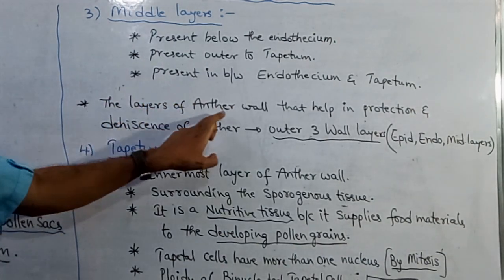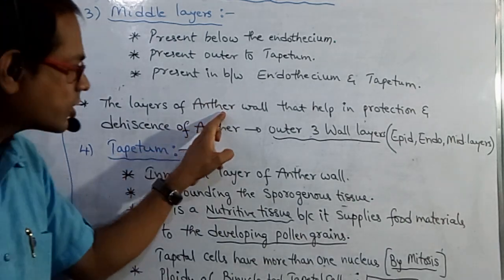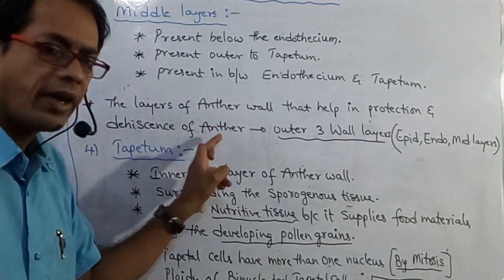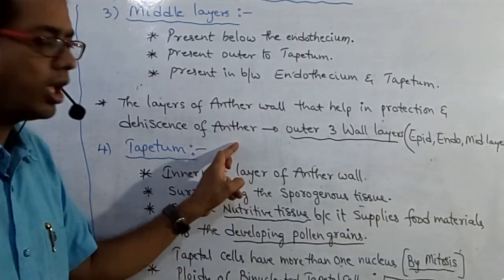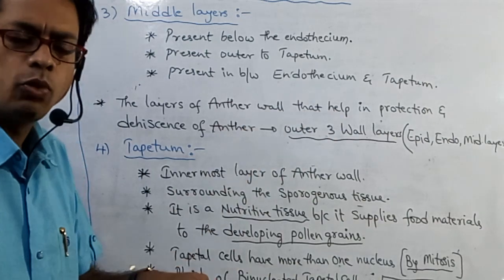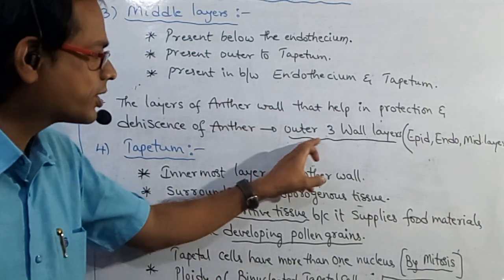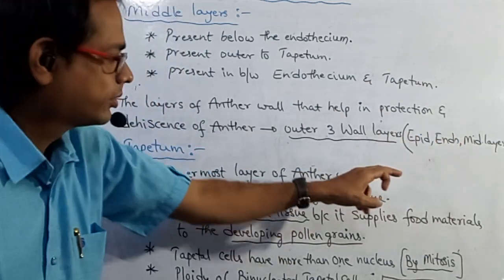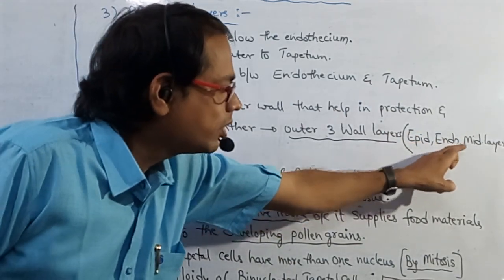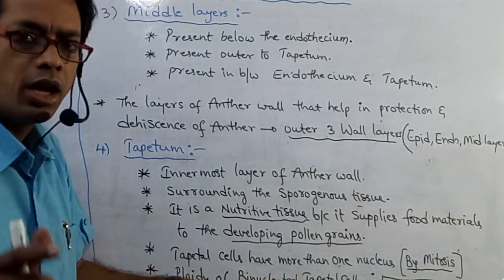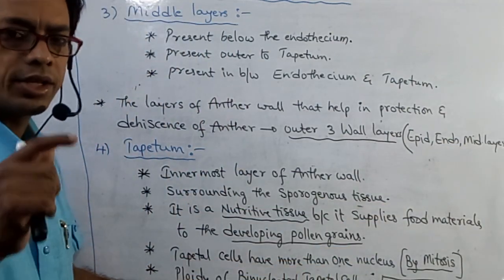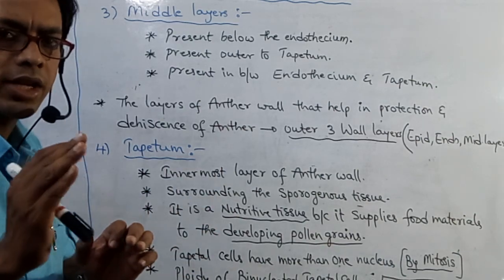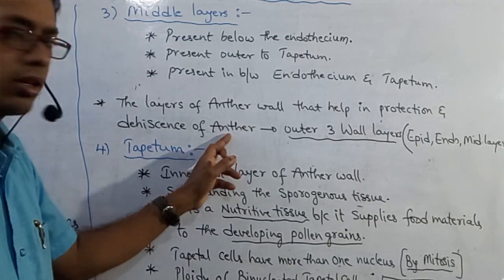Next, the layers of anther wall. The layers of anther wall that help in protection and descent of anther. That means what we have to say? Outer three wall layers. What are the outer three wall layers? That is epidermis, endothelium, middle layers. These three together function as protection and descent of anther.